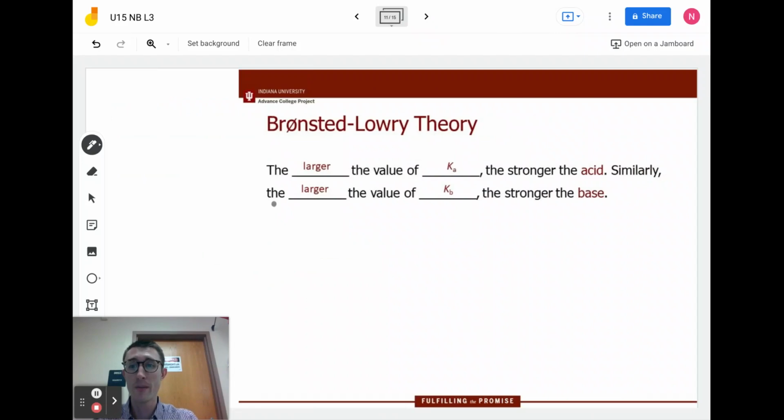Ultimately, what we need to gather from those is that the larger the value of Ka, the stronger the acid. Similarly, the larger the value of Kb, the stronger the base, which we labeled on the slide two previous to those as well.